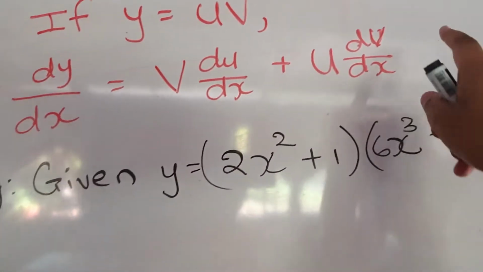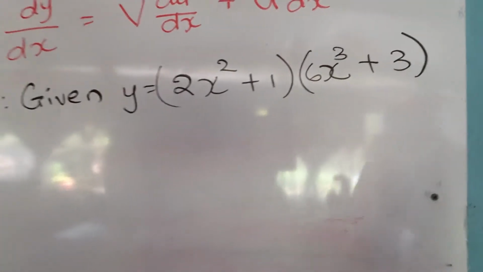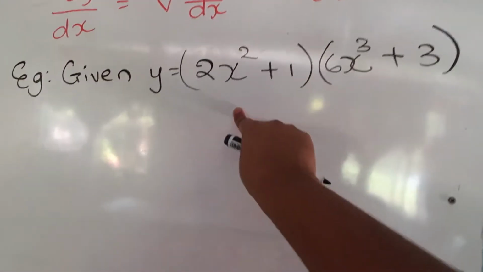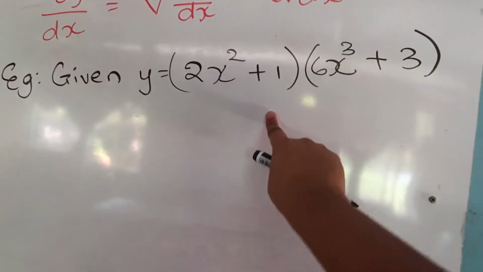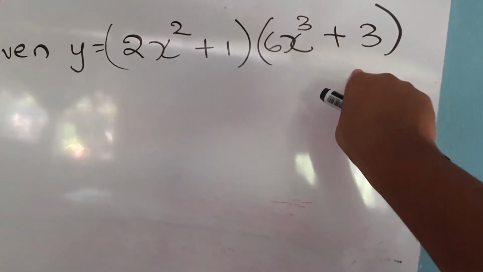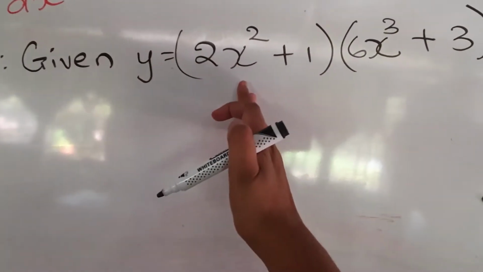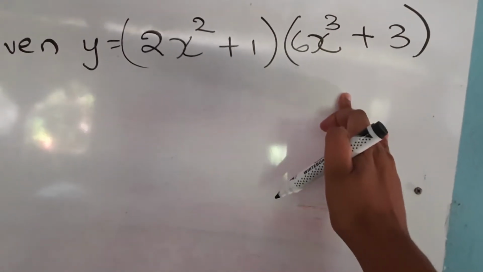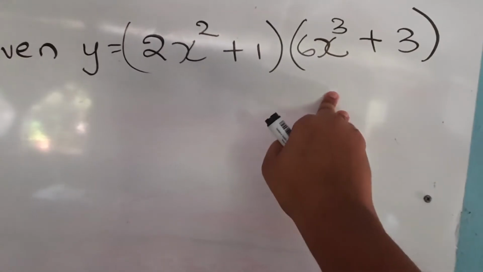Now before we go into the actual product rule, let's look at the example here, right? So we have y is equal to 2x squared plus 1 multiplied by x to the power 3 plus 3, right? So notice it's one expression multiplied by an x expression, right? So we have them in brackets. Brackets means to multiply. We can use the product rule here.